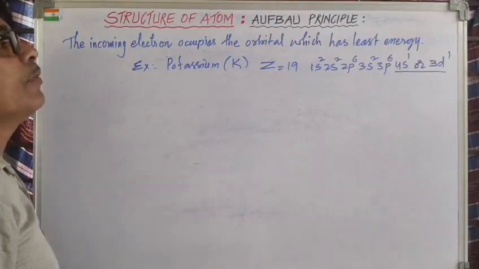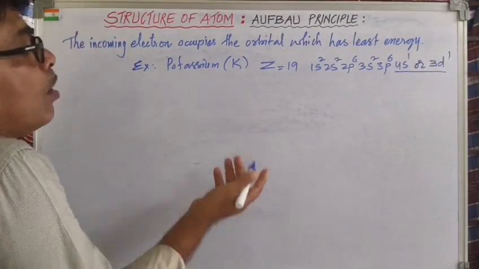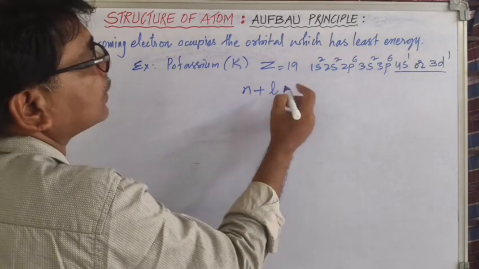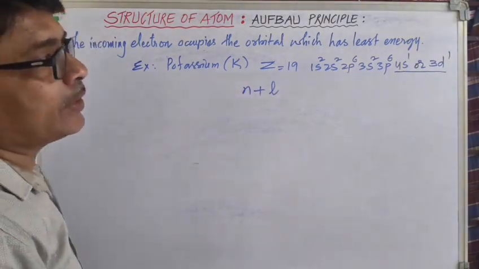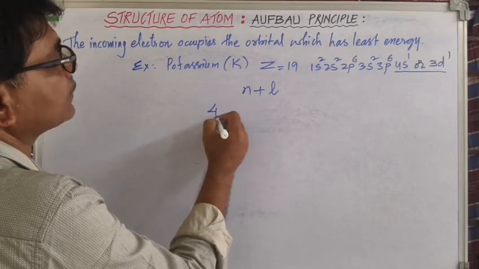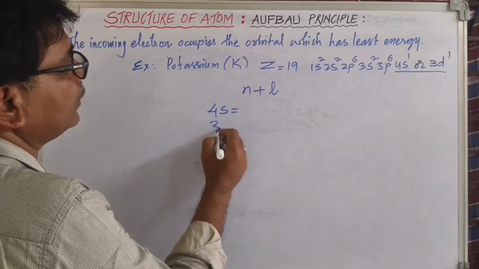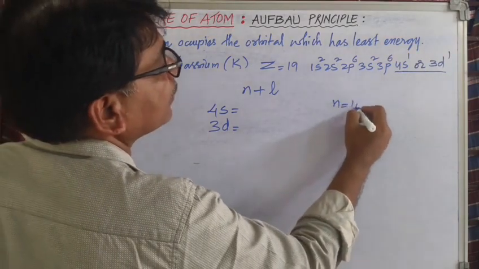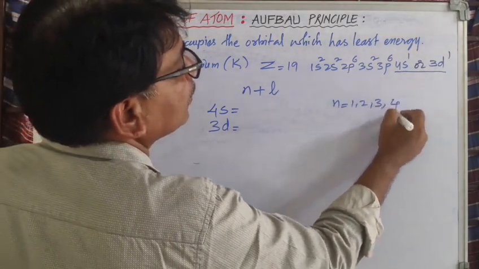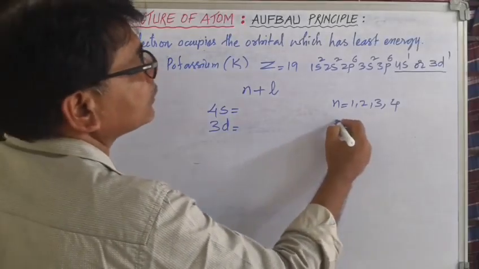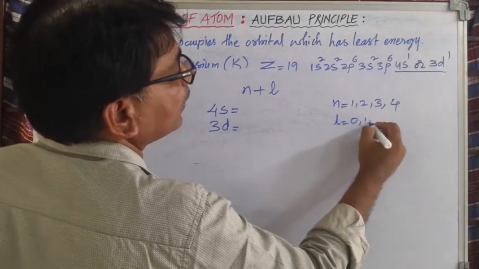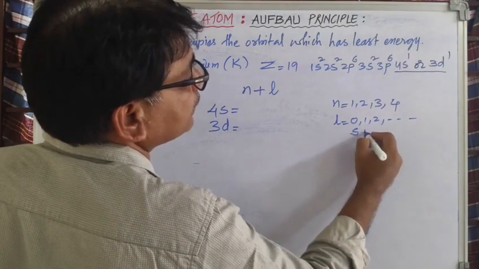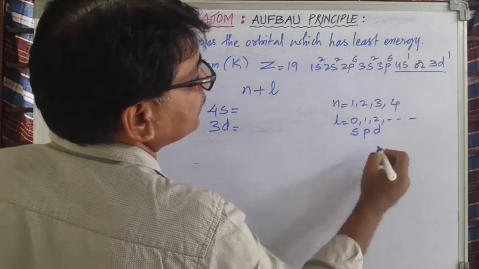Now we have to decide to whom this electron should be given. So there is a competition between 4s and 3d. Now how to decide? We have to calculate the n plus L value for these two, 4s and 3d. You know n is equal to 1, 2, 3, 4. These are all n values. L value starts with 0, so it's 0, 1, 2 and so on. 0 is considered as S, 1 is considered as P and 2 is considered as D.